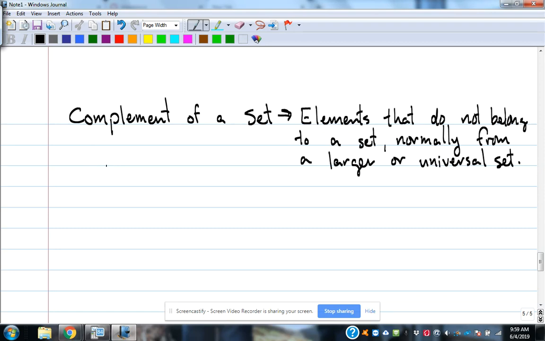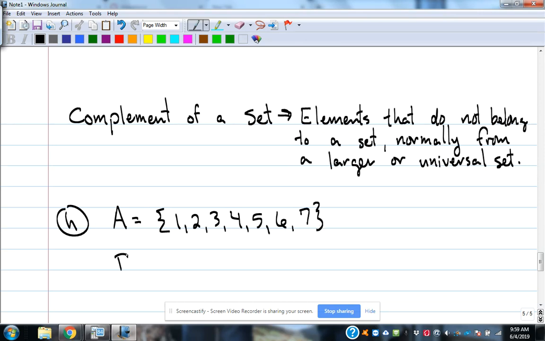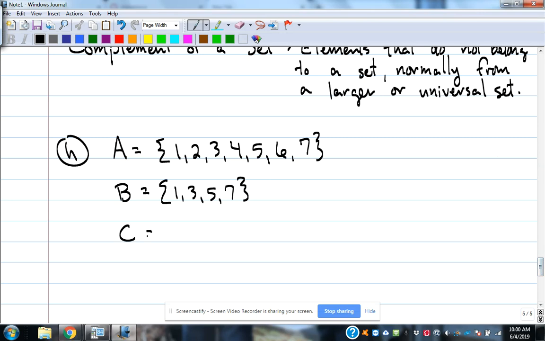So I think the best way to show complement of a set is to actually just do an example. So let's take set A, and let's just do the numbers 1 through 7: 1, 2, 3, 4, 5, 6, 7. And let's call set B, let's do the 1, 3, 5, and 7, the odd ones. And then we'll do set C: 3, 4, and 7. Or back up, 3, 4, and 6. We'll do it that way.